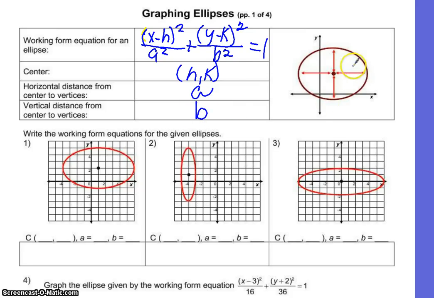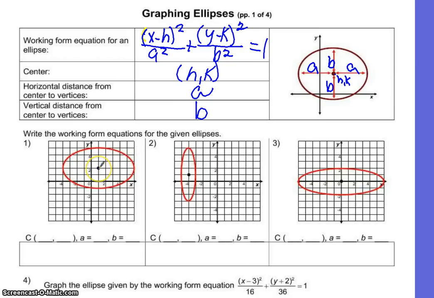So I know from here to here is an A, from here to here is an A, and that this middle point is called my HK, and this distance from here to here is a B, and this distance from here to here is a B. So make sure you mark that on your graph as well so you have that. So based upon that, I'm going to now look at number 1.